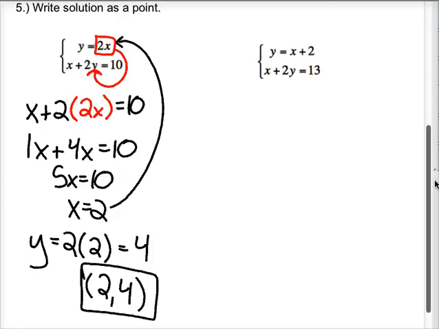Okay, so again, our goal is the same as it was before, finding the point that is true for both equations, but in this case, we're doing it completely algebraically.